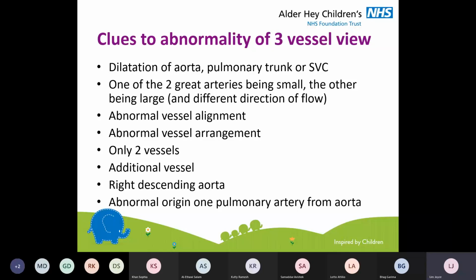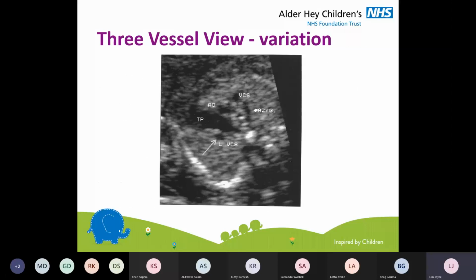There are further clues to abnormalities. If you see one that is bigger than the other, or you only see two vessels rather than three. Either they're aligned in an unusual way, a U shape rather than a normal pyramidal V shape, or they might have different directions of flow. You might have additional vessels there, like a left SVC or bilateral SVCs. So, variations in 3VT: you have your ductal arch, the aorta, your right SVC, and that is the left SVC. So it's important to know where your right and left are, so you know whether you have two SVCs or one SVC.